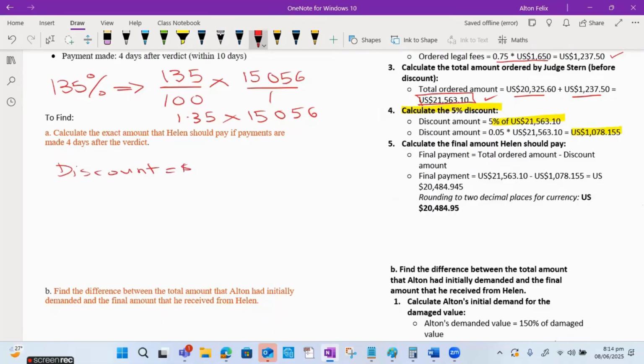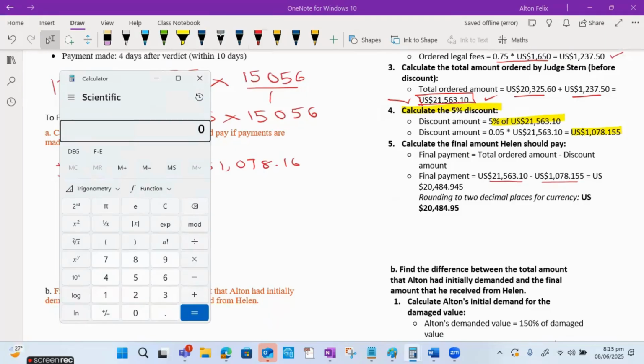Since we are dealing with dollars and cents, that will be US $1,078.16. So the final payment is expected to be the total amount ordered, inclusive of legal fees, minus this discounted amount. And let's see if we can work out that using our calculator.